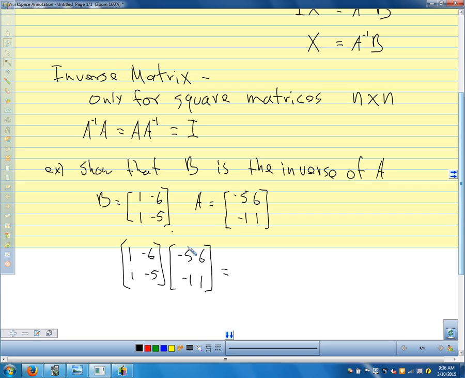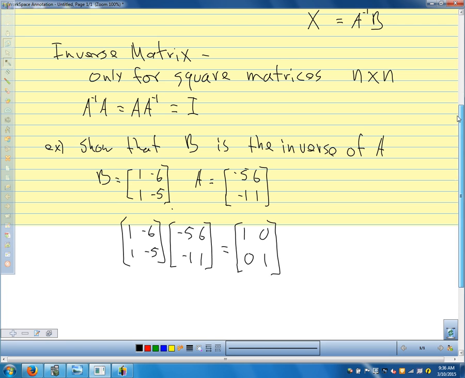So first row, first column, I get -5 plus 6, get 1. First row, second column, I get 6 minus 6, 0. Second row, first column, -5 plus 5, 0. Second row, second column, I get 6 minus 5. So I get the identity matrix.